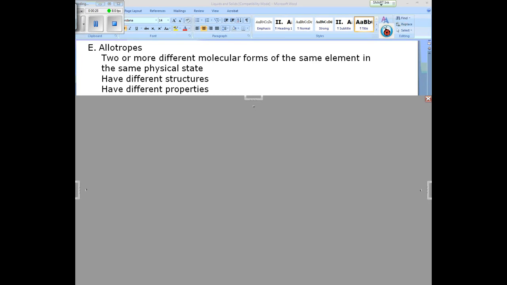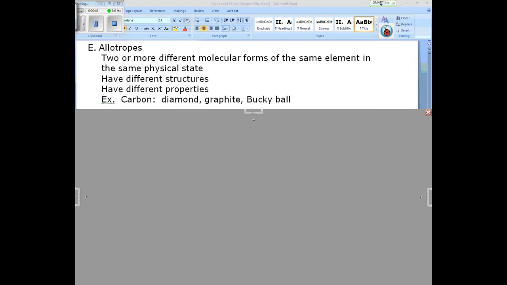So, two sames, two differents. Same element, same state, different structure, different properties. An example that we have is the allotropes of carbon. These three things, diamond, graphite, and buckyball, are all made out of carbon and only carbon.